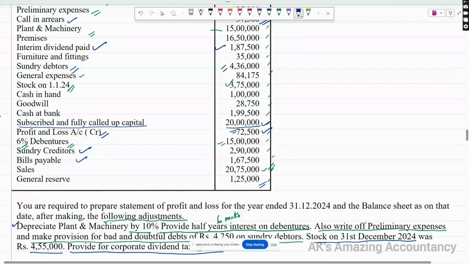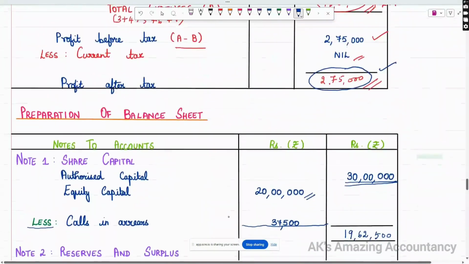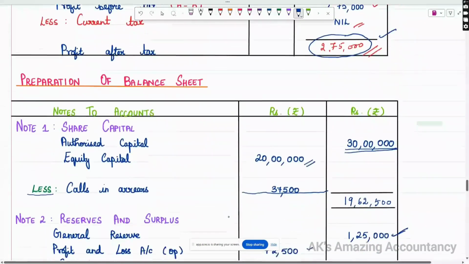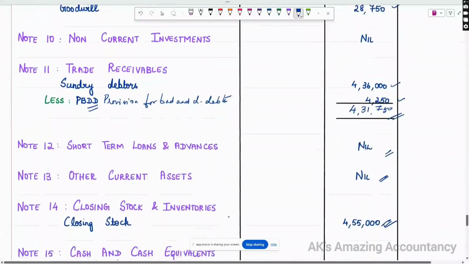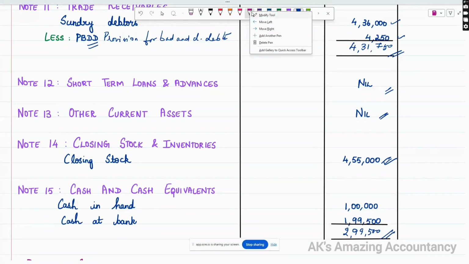So you have this, which is cash in hand, and this is cash at bank. These two amounts only we have shown in the last note which we prepared for the balance sheet, that is note 15. So note 15 comes to a total of 2,99,500. Now we have prepared all the notes relating to the balance sheet, and let us quickly proceed with the preparation of the final balance sheet.